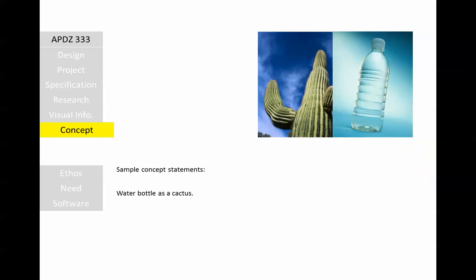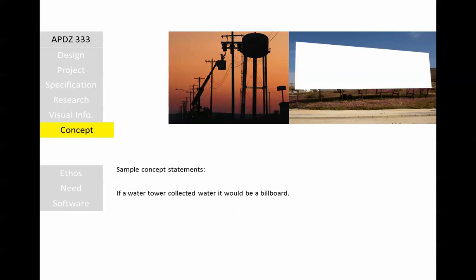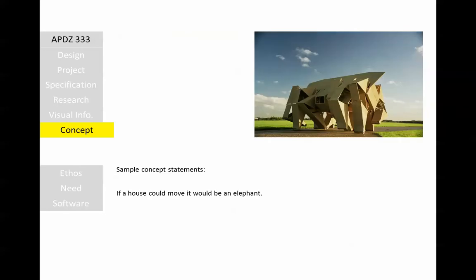Okay, so here are a few other sample metaphors to wrap up this idea of concept development. Here you have this idea of water bottle as a cactus. So what would a water bottle look like? How might we develop a water bottle that functions as a cactus? How might a water tower function as a billboard? That's another way of looking at it. And then how might a house actually move like an elephant?